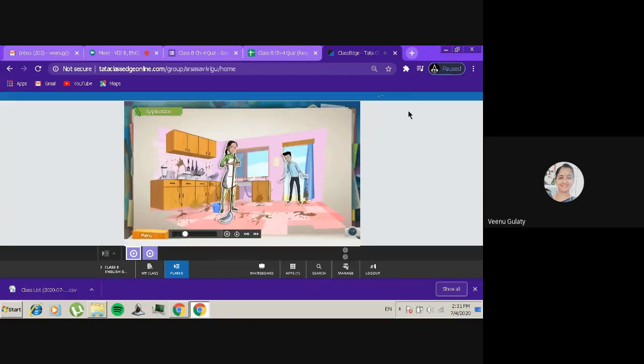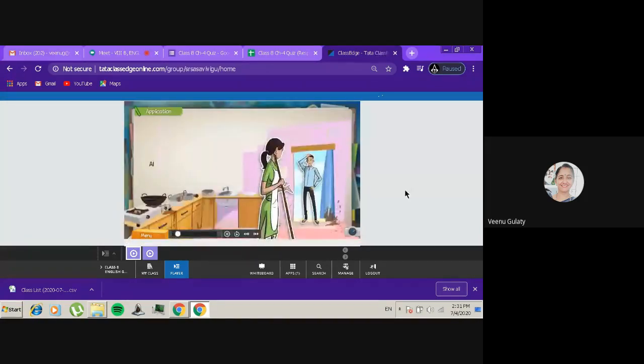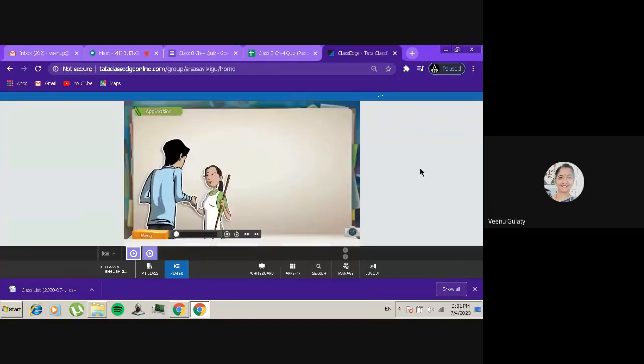Let's see how continuous tenses are used in everyday conversations. There you are. I am cleaning this mess in the kitchen. Will you please help me? Here it is, present tense. She is cleaning this. What happened here?